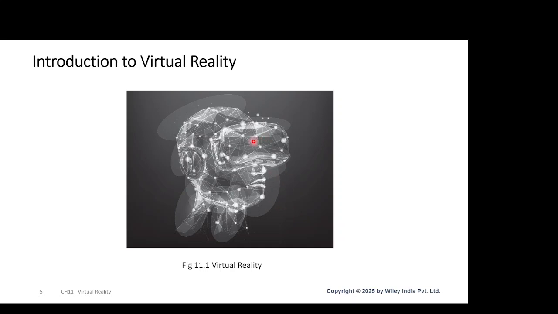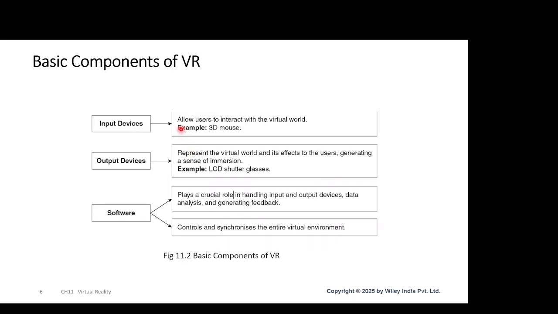So here you see you get the headsets, and you can see these glasses where you are forced to see something that is being shown to you. You are only hearing what sounds are being played around you. So input devices are basically a 3D mouse which you need to interact with the virtual world. Then output devices, you can see the LCD shutter glasses in which you see the environment.